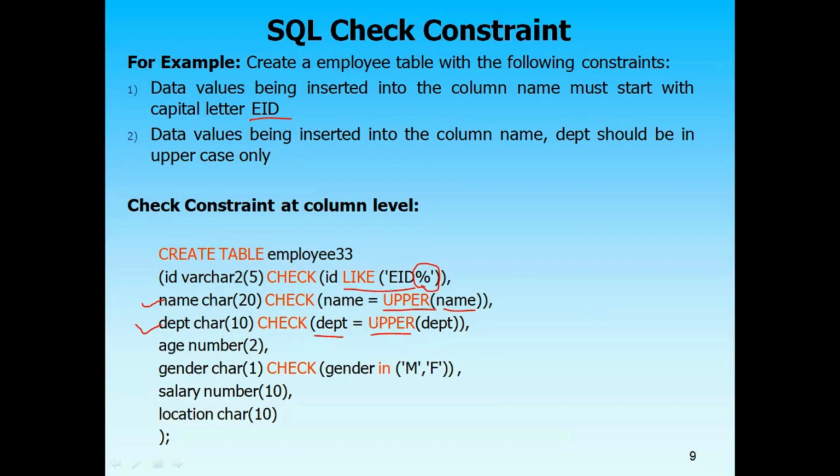I hope, students, you are clear. One more constraint we have applied here is for the gender field. Gender I want only as M or F, which we discussed in the previous slide. The same we have applied here. So one table can have multiple check constraints, you can observe here. As per your application requirement, you can apply different business rules with the help of check constraints.